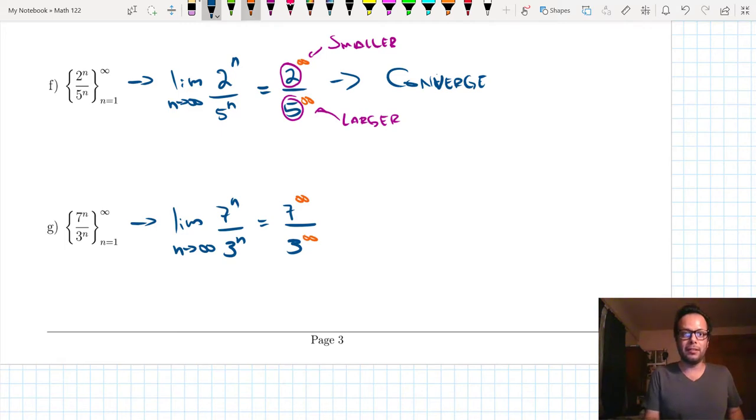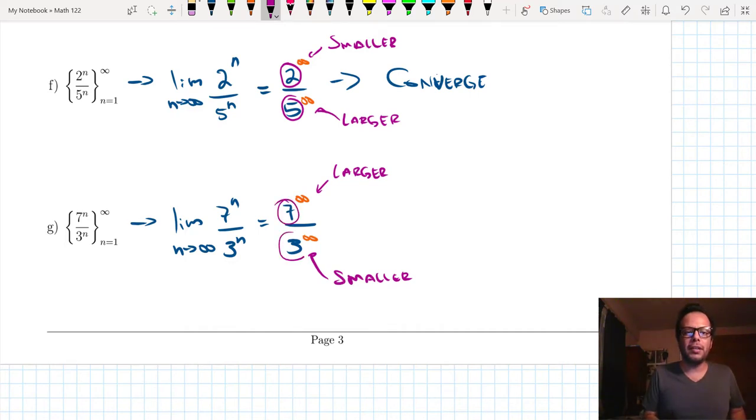What about the next example? In this case, this is larger. In this case, this is smaller. What is going to happen here? So notice how, again, this is larger and this is smaller. So in this case, we have a huge number being divided by a smaller number. So the numerator wins in this case. So this is going to get bigger and bigger every time. So this will otherwise diverge.